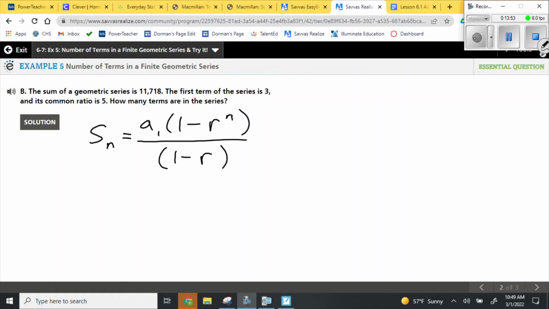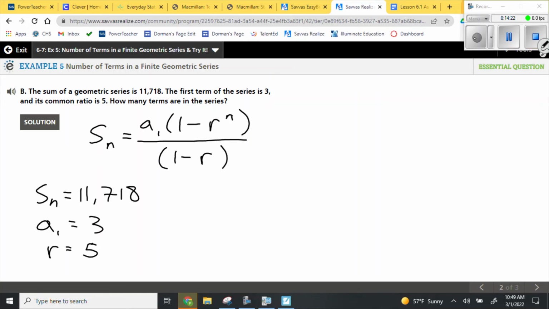All right, so what do we know? We know that S sub n, the sum, is equal to 11,718. We know that a sub 1, the first term, is equal to 3. And we know that our common ratio r is equal to 5. So let's plug that stuff in, see what's missing, and solve for it. It's going to be n.